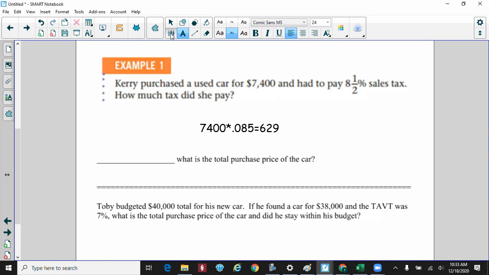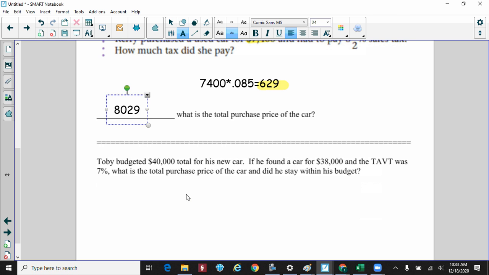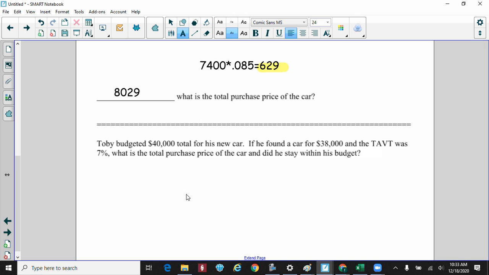All right, so the total purchase price of the car, I'm just going to take the original cost of the car, which was 7 grand, plus the $600 in tax. And of course, when I say 600, I mean 629, so $8,029. All right. So Toby budgeted $40,000 total for his new car. He found a car for $38,000, and the TAVT was 7%. What is the total purchase price?